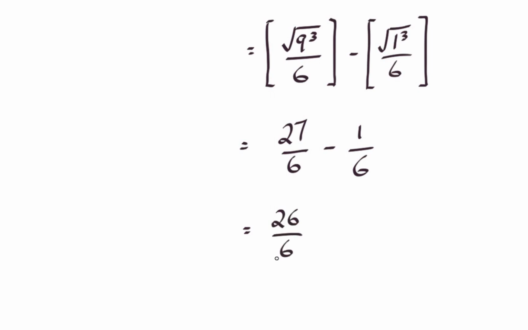Now this can be further simplified. We can divide both the top and bottom by 2, so we have 13 over 3. And if you like, you could express this as a mixed numeral. This is 4 and 1/3. And there's our answer for our second example.